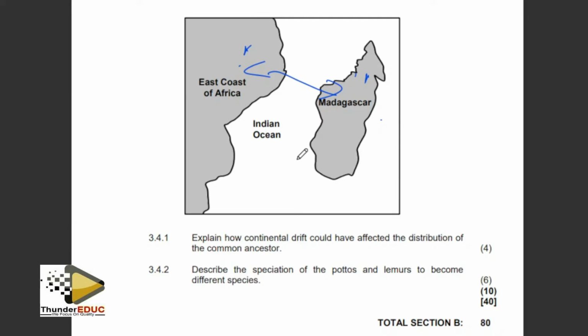Remember, a population is a group of organisms of the same species. Now they experience different environmental conditions. Natural selection occurred independently or differently, and now they became genotypically and phenotypically different. If you remove the ocean and let them mix, they cannot interbreed to produce fertile offspring. Therefore, two new species of potto and lemur have formed.